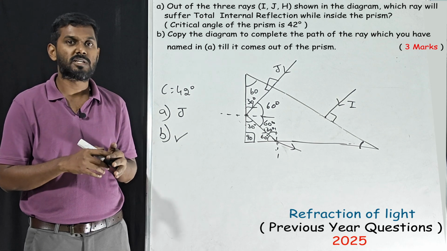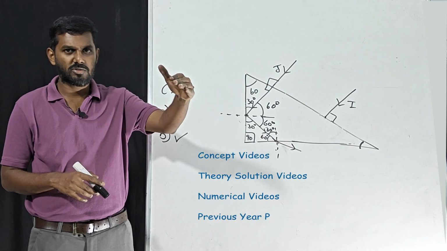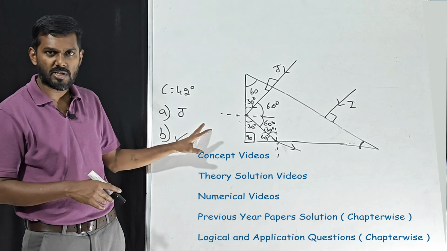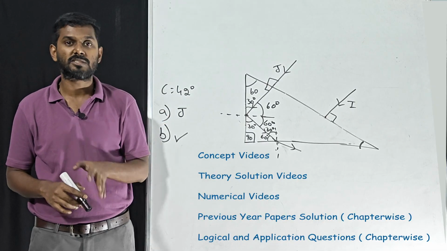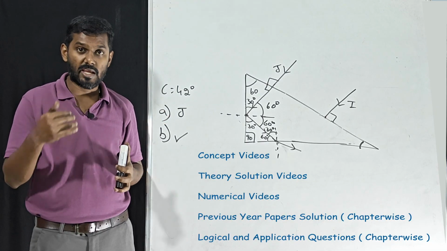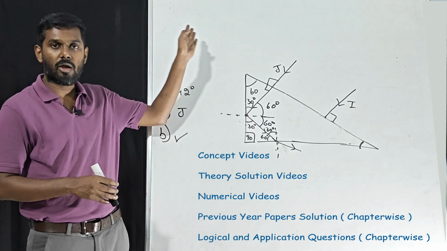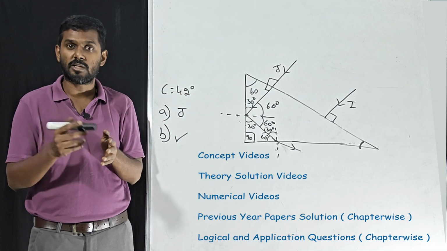So what is the correct procedure to learn a particular chapter? Concept video, theory solution videos, numerical videos, then previous year papers. This is the previous year paper. After this, directly go to the logical and application based question papers. That is there in the description box. Again, that is chapter wise, only based on refraction of light at a plane surface. We have done logical and application based.